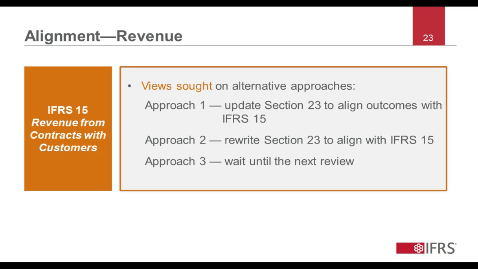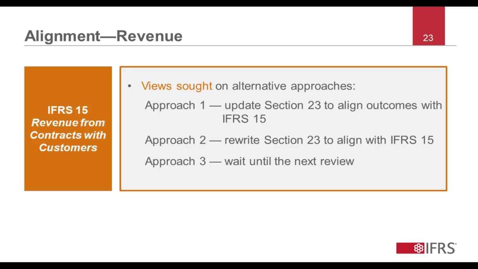Okay, so moving on to revenue. IFRS 15, revenue from contracts with customers, has not been considered for alignment with the IFRS for SMEs previously. So this is one of the new standards that's in the scope of the review. There wasn't really a question about relevance when the board looked at the relevance principle. That was quite easy to move on to the simplifying question.